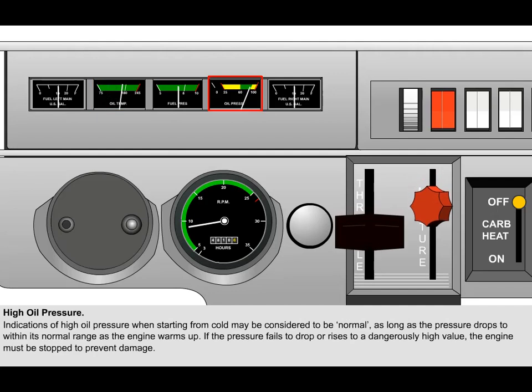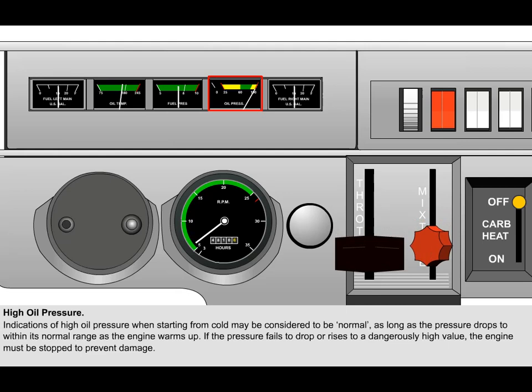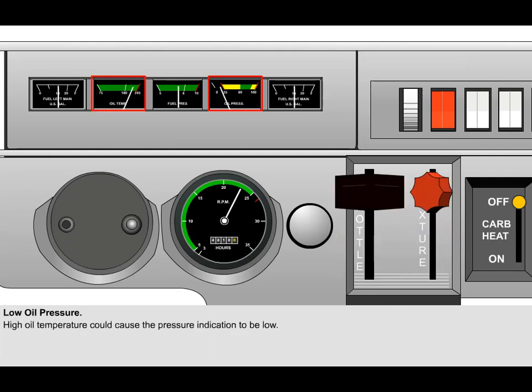If the pressure fails to drop back to normal or rises to a dangerously high value, the engine must be stopped to prevent damage. The oil pressure should be within its operating range at the correct operating temperature. High oil temperature could cause the pressure indication to be low by causing the viscosity of the oil to drop too low.